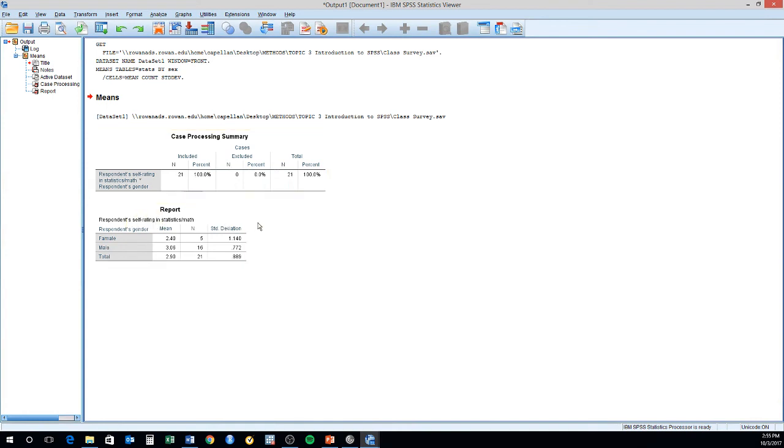Here you have the actual report. So the average for females is 2.4 with a standard deviation of 1.14. The average for male, on the other hand, is 3.06 with a standard deviation of 0.772. So men, generally speaking, self-rate themselves higher in ability when it comes to math and statistics than women.